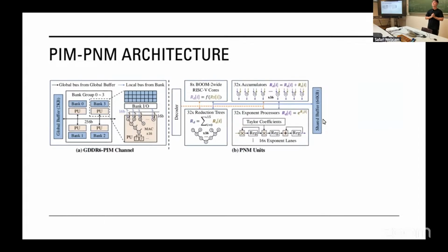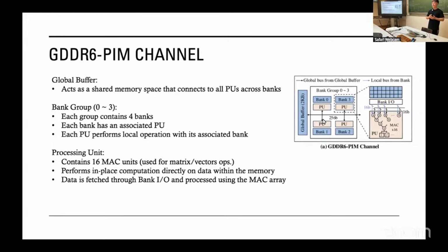Okay, how does the PIM and PNM architecture look like? Let's have a look at the specific PIM channel. At first, we have a global buffer, which acts as a shared memory space that connects all processing units across all banks through a 256-bit bus. Afterwards, we have 4 bank groups, where each group contains 4 banks, and each bank has an associated processing unit, where each processing unit can perform local operations inside the memory. And the processing unit contains 16 MAC units, and as said, it can perform in-place computations.